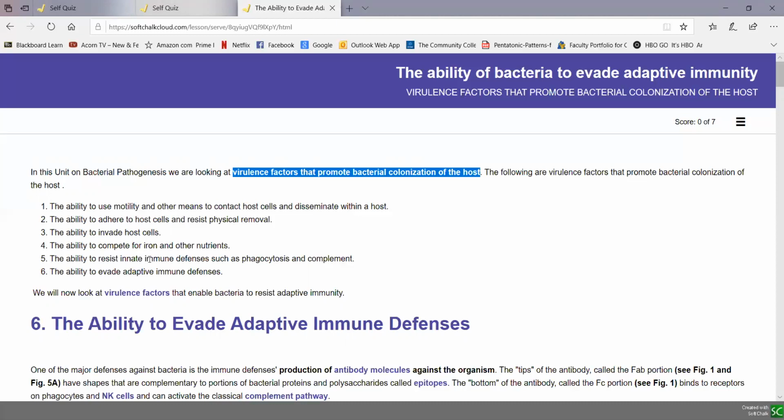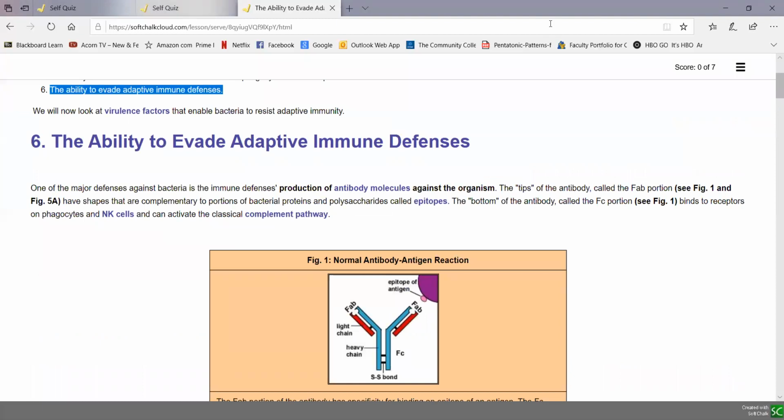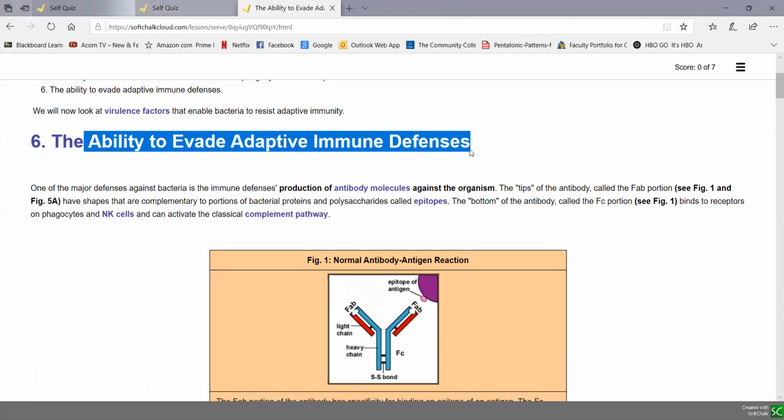We've looked at ways in which they can resist innate immune defenses, making it harder for us to remove them. And finally, we'll look at the sixth way, the ability to evade the other immune defense, adaptive immunity. So in this SoftChalk lesson, we'll look at how the ability to evade adaptive immunity promotes colonization. Remember, anything a bacterium can do to resist innate immune defenses and/or adaptive immune defenses will increase its chance of surviving inside the body and colonizing.